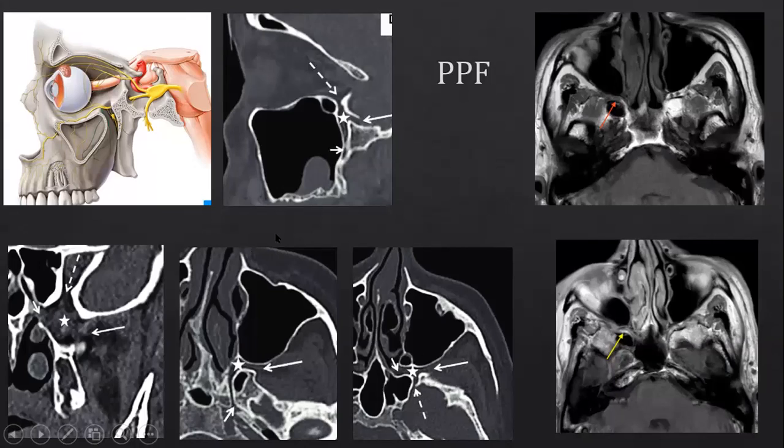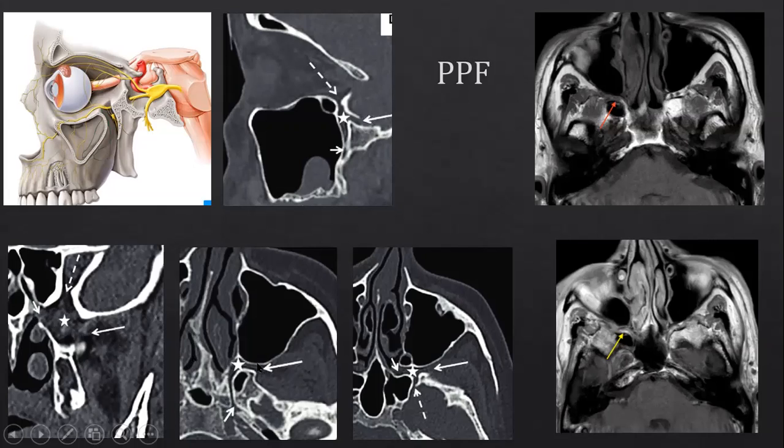Just to look at the imaging appearances, this is again the sagittal view: maxillary sinus, globe, pterygoid plates, the foramen rotundum, which leads into the pterygopalatine fossa and will lead into the infraorbital foramen. And you can see the pterygopalatine fossa, it kind of recesses inferiorly towards the palate. This is where the palate would be. This is in the coronal view. This is in the axial view.